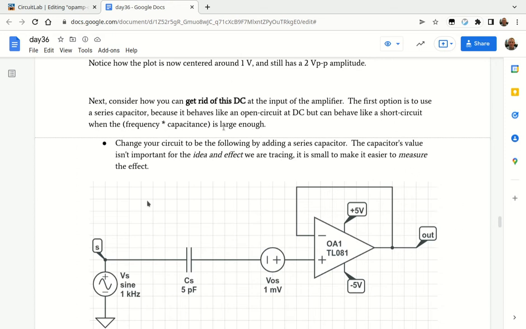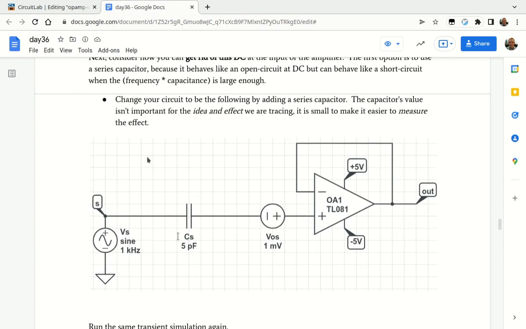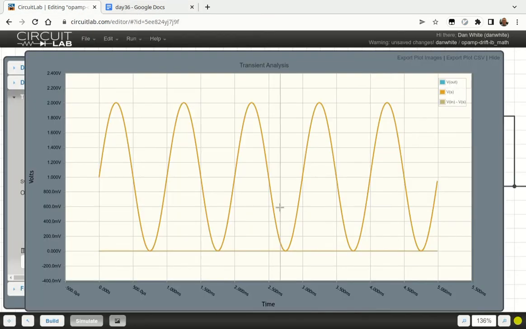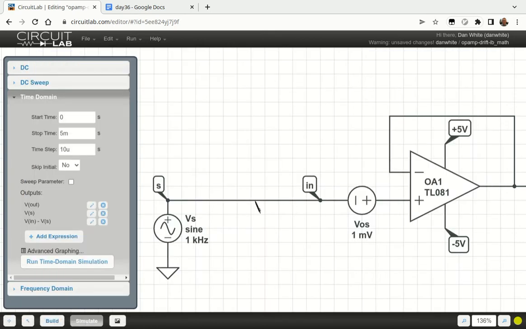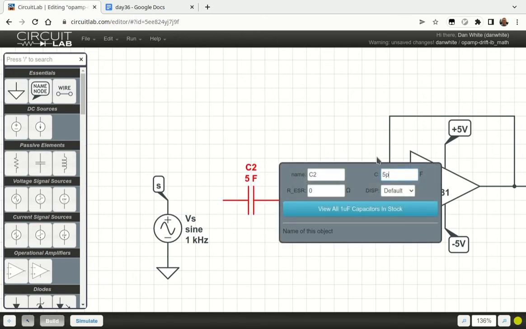All right, so let's use a series capacitor. You remember that capacitors behave as open circuits at DC, but they behave like short circuits if the frequency is large enough and the capacitance is large enough. So let's add a series capacitor, and we'll just choose 5 picofarads because that's what I want for today. It's part of the rest of the example. So stick in a capacitor. This is 5 pico.